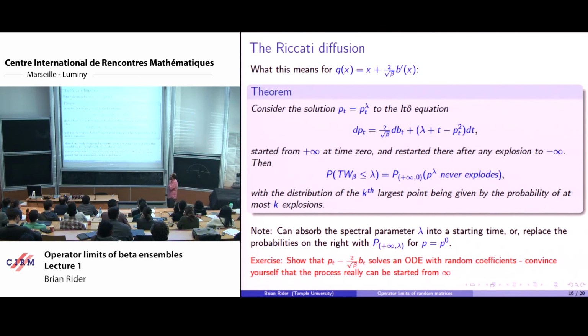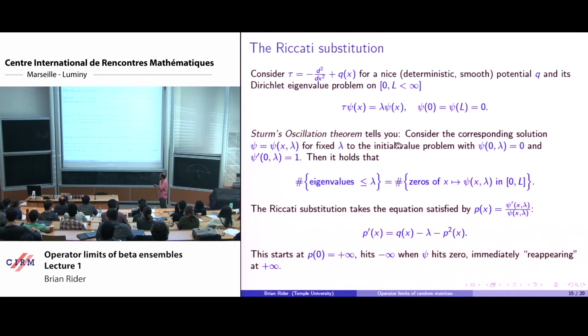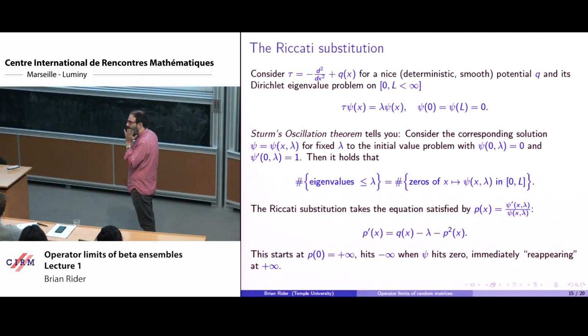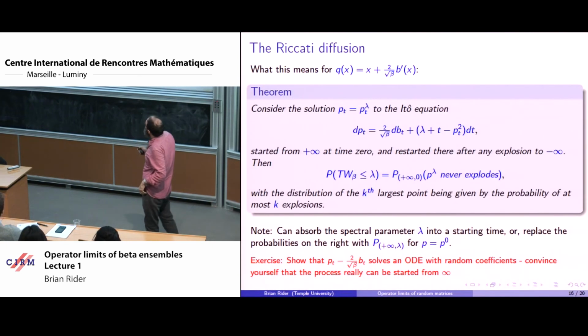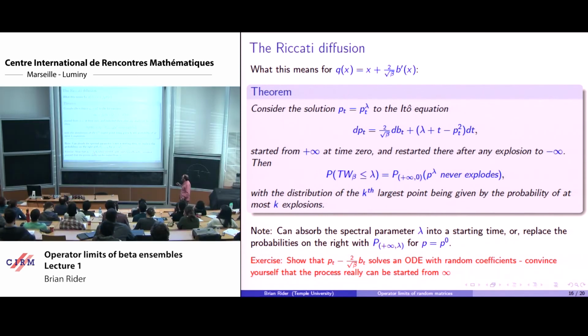Now, let's flash back. Here's the equation. You've got P prime equals Q, and so on. But now Q is B prime. The only way to interpret an equation like that is in the differential sense, and so this is an Ito equation. So I build this little SDE: dP is 2 on square root of beta dB, that's d Brownian motion, plus a drift which depends on the spectral parameter, lambda.